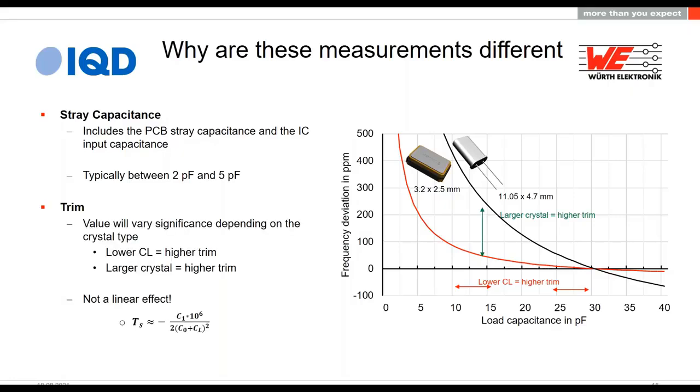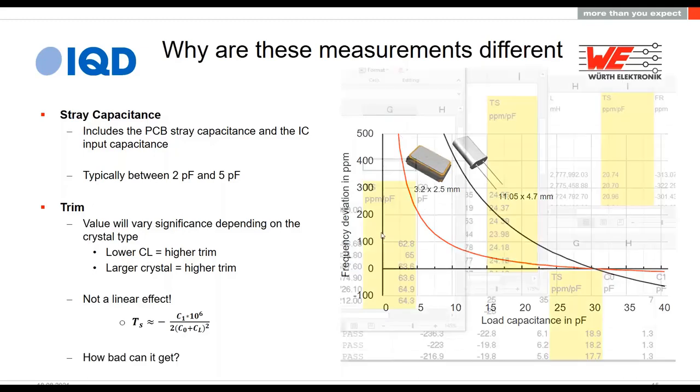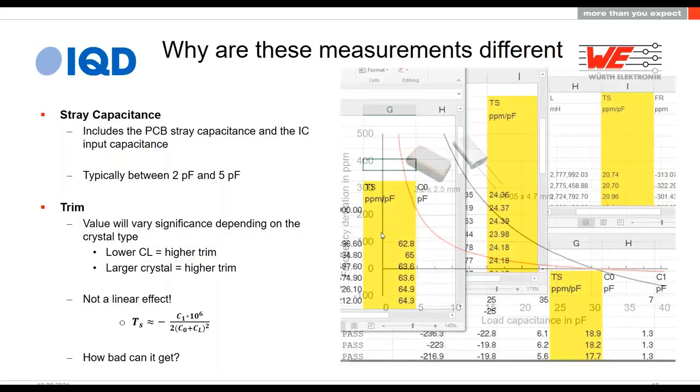So just to reiterate, lower CL will give you a higher trim, and a larger crystal will also give you a higher trim. And finally, this effect isn't a linear effect. You can see that this is not a linear thing. These are exponential decay graphs, so it can get really serious, yeah? Obvious question, how serious can this problem get?